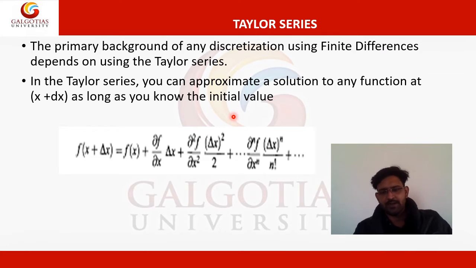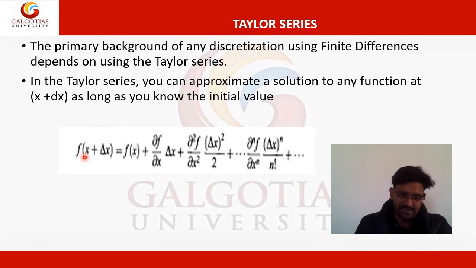Before moving into the finite difference method, the important term is the Taylor series, and we have to understand what the Taylor series is. The primary background of any discretization using finite differences depends on the Taylor series. Using the Taylor series you can approximate the solution of any function at x plus dx as long as you know the initial values.